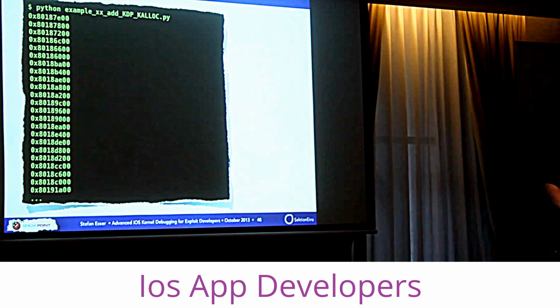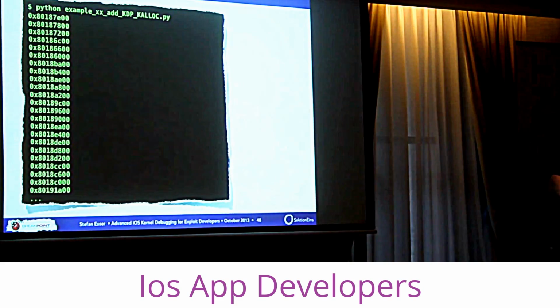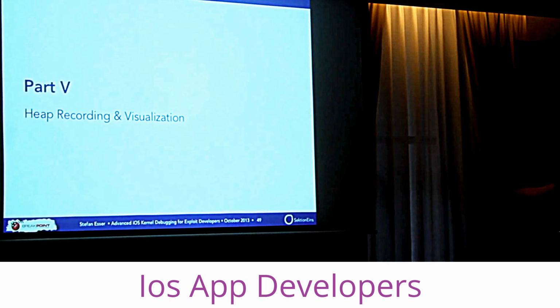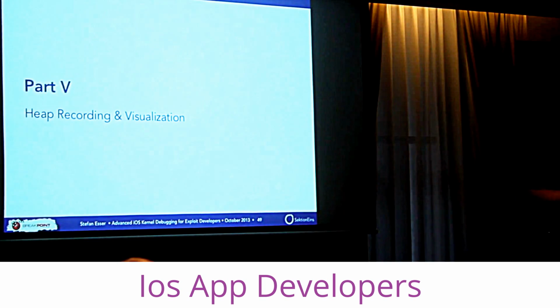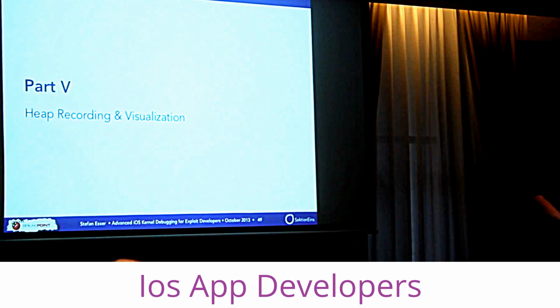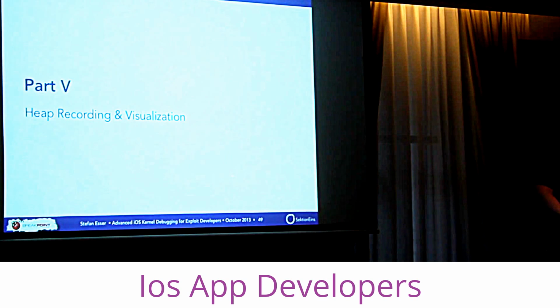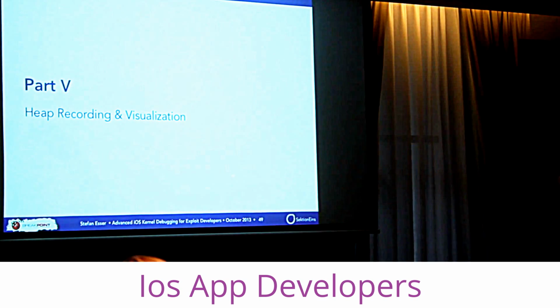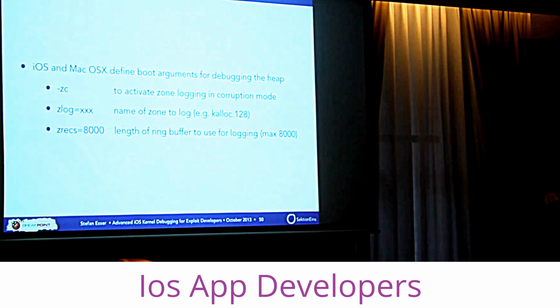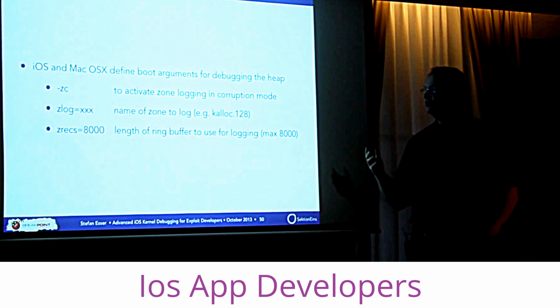Okay, so before I run out of time, let's come to the last and maybe most powerful thing for kernel exploit developers. It's kernel heap recording and visualization. macOS and iOS both give you the opportunity to use debug boot arguments that already exist in the kernel. They are, in this case, actually more, but these are the ones we use.